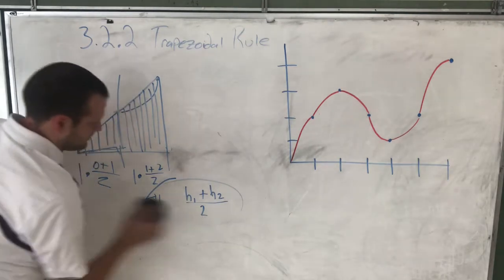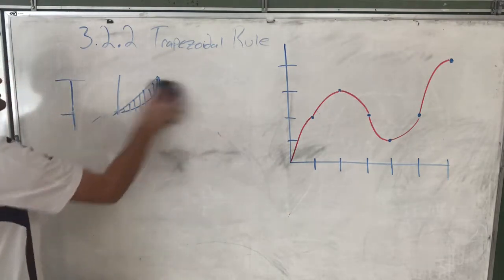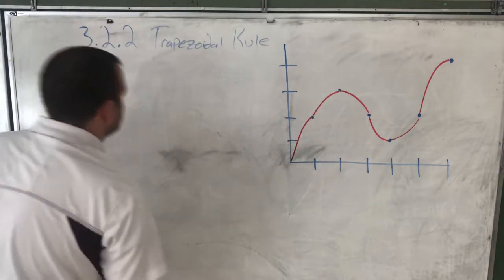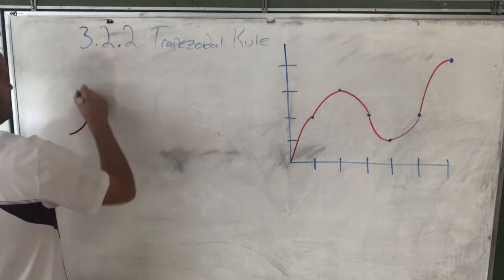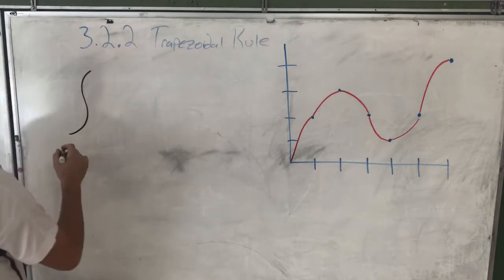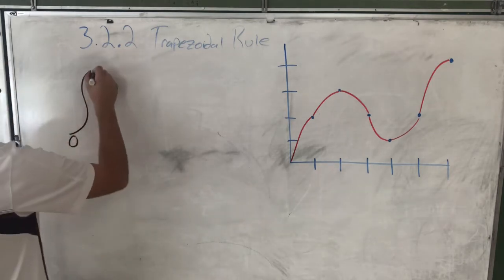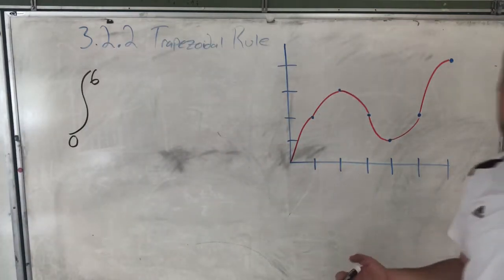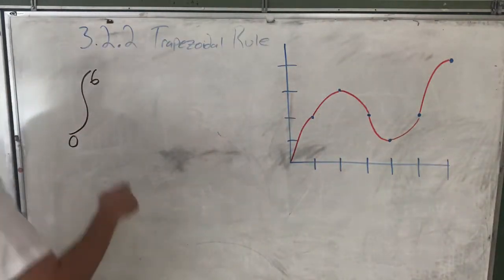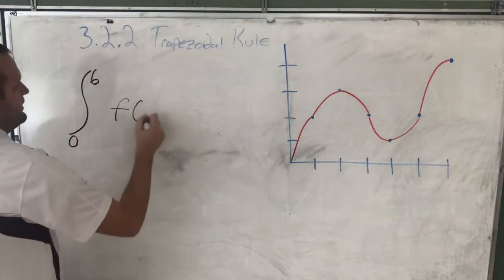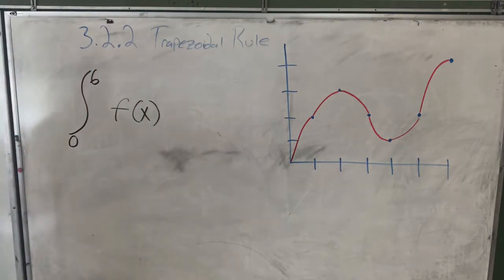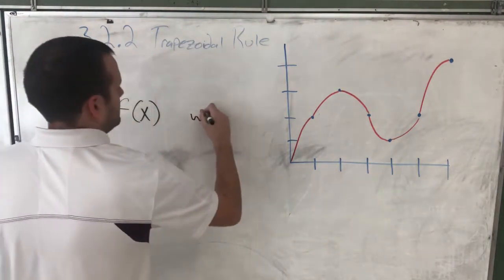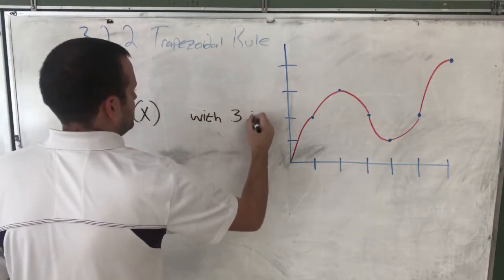All right, so I'm going to erase this real quick. Let's look at this problem over here. Let's say we want to find the area under the curve. To find the area under the curve, sometimes we'll use this symbol right here. From 0 to 6, 1, 2, 3, 4, 5, 6. So from 0 to 6, we want to find the area under the curve of this equation of f of x. Do we want to split it into 6 intervals? Do we want to maybe just do 3 intervals? Let's just do 3 intervals.